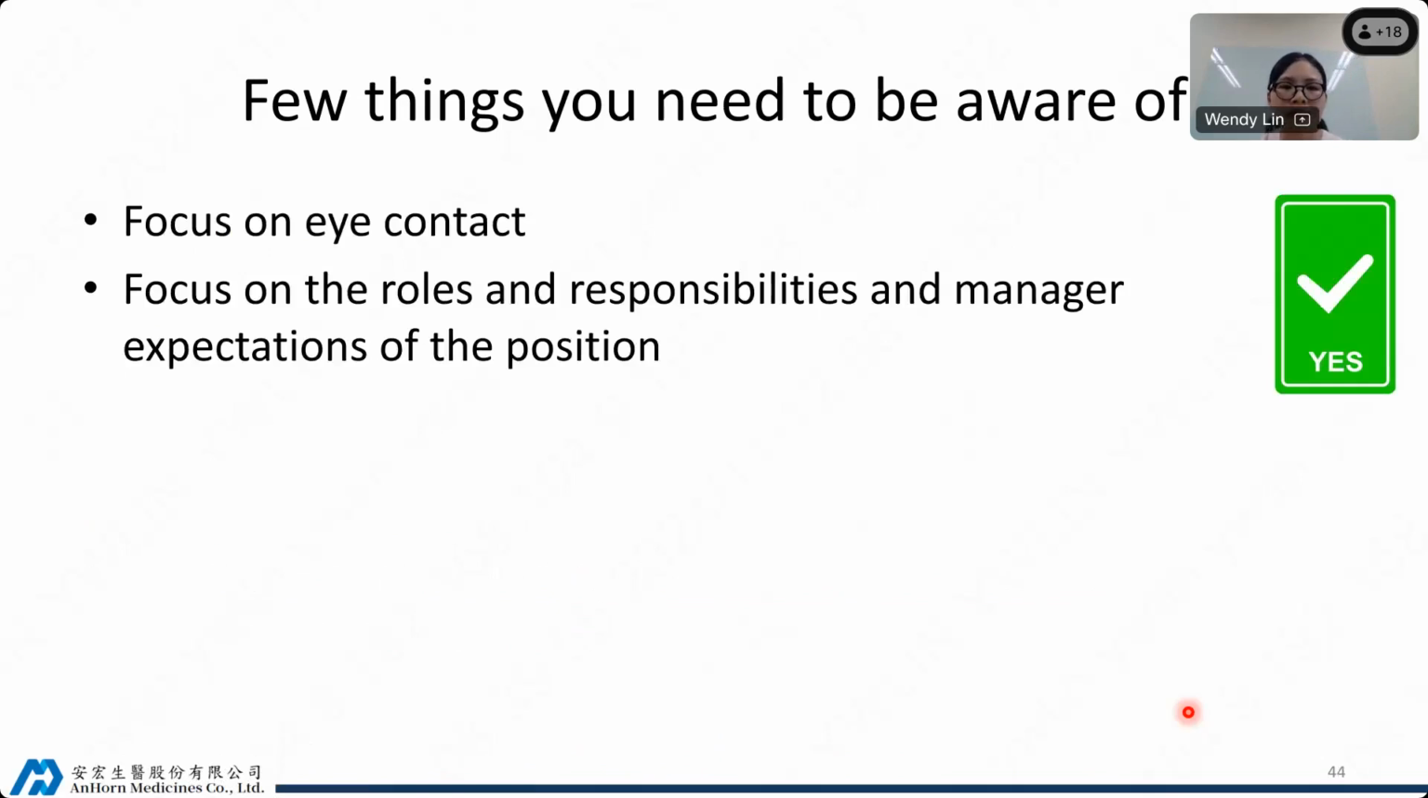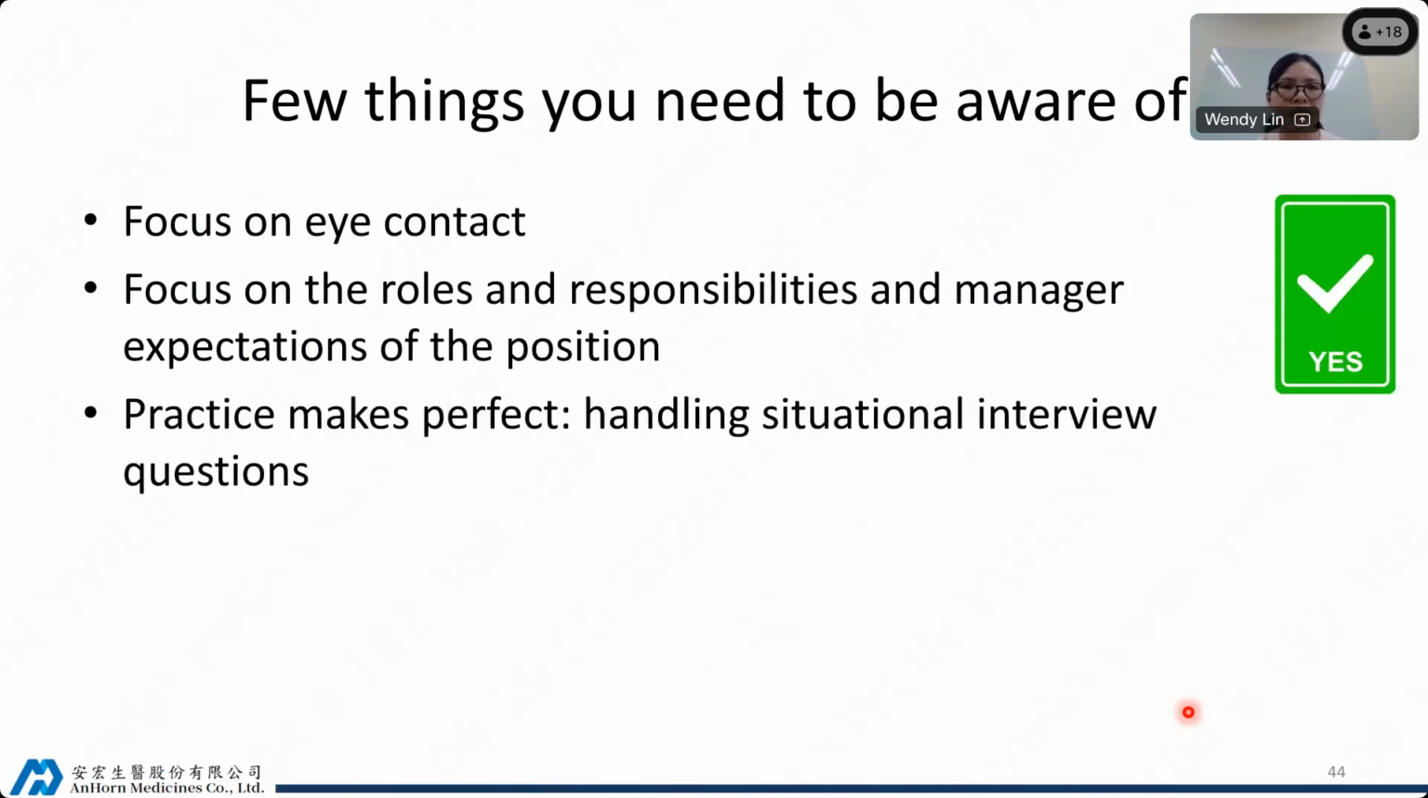And then, I've mentioned a lot of times that during the interview, you should focus on the roles and responsibilities of this job. And also you can understand the manager's expectation if you bring such kinds of questions during the interview. I think that is a good practice you can follow for an interview. And definitely, practice makes perfect.